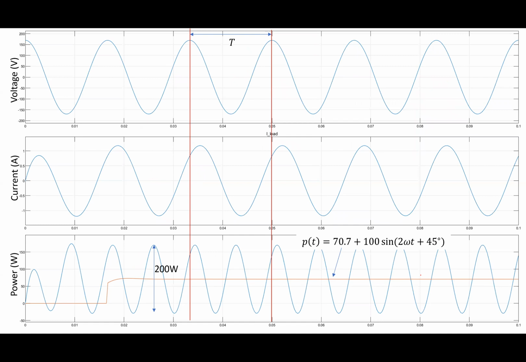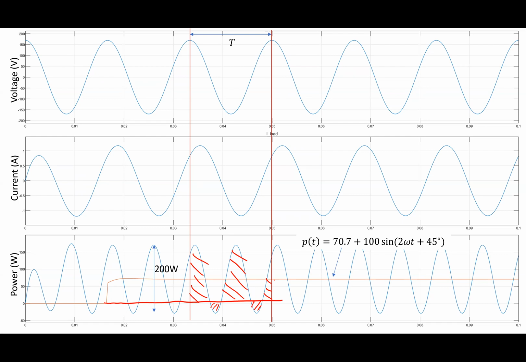Now, if I put everything together, here's what I'm going to see. It's still going 200 watts peak to peak, all right? But when I look at this, some of the time it's negative. Here's the 0 line right there. So here it's negative, and then the rest of the time it's positive, right?